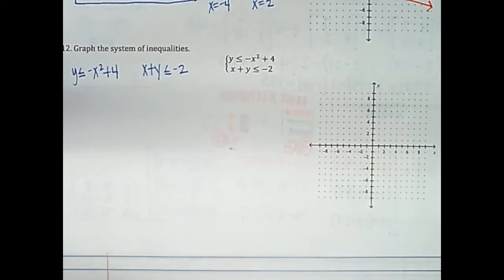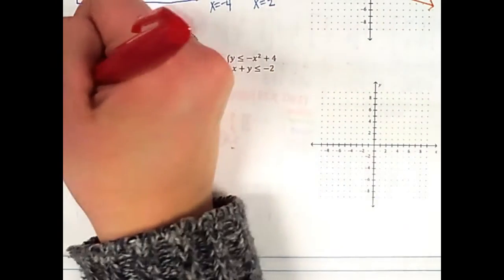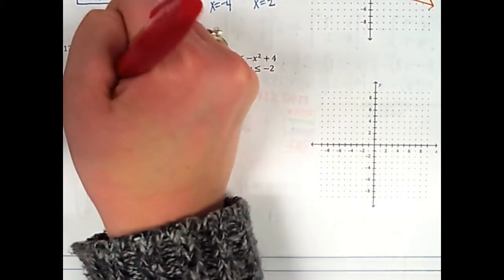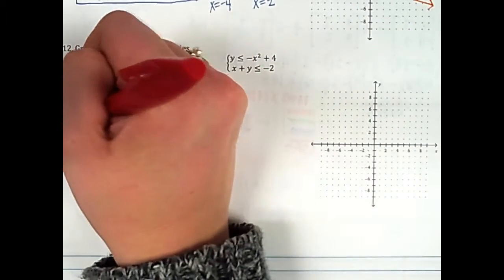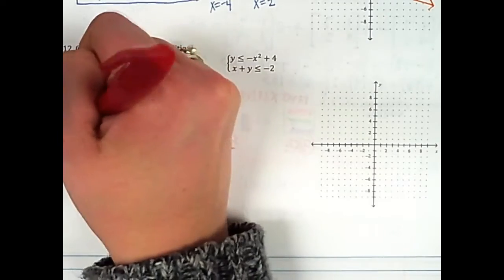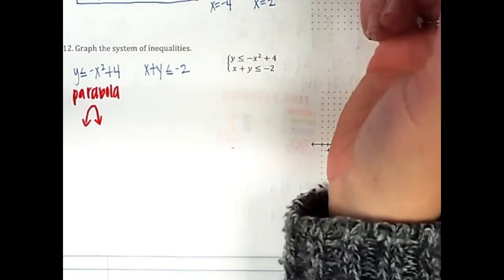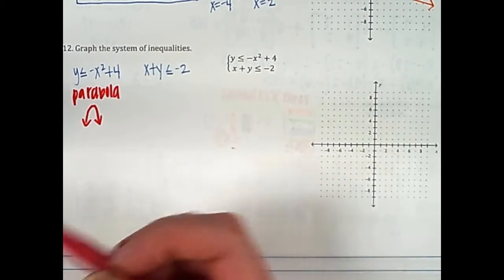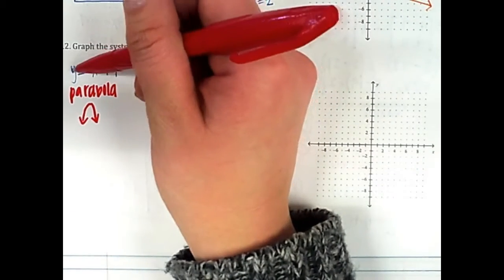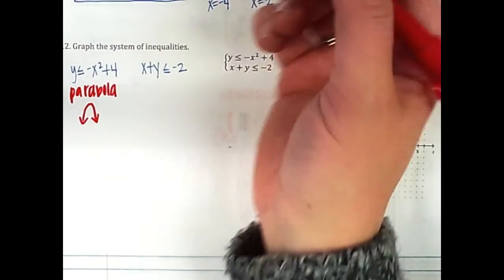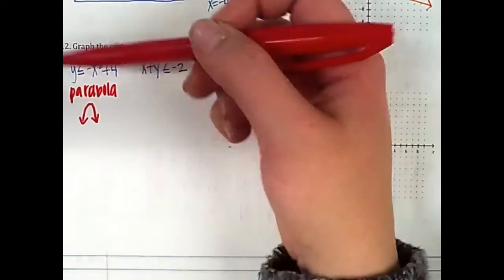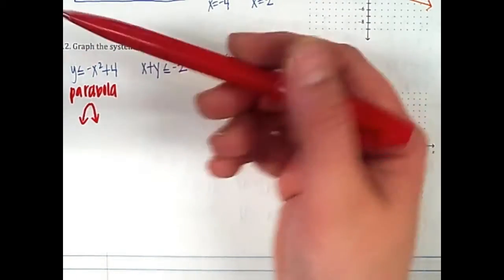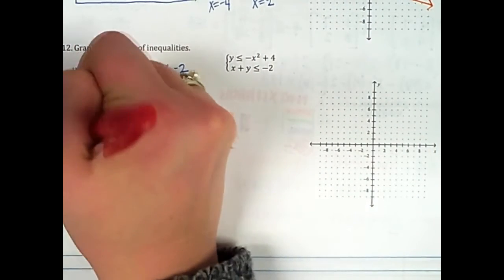The first thing is identifying what type of equation it is. My first one is a parabola, and I know that because of the x squared, and nothing else is squared. I know that my parabola is facing down because of that negative x squared, and another thing I know is where to shade. Because it's less than or equal to, and my parabola is facing down, less than or equal to is actually going to be inside the parabola, so we're going to shade inside the parabola.